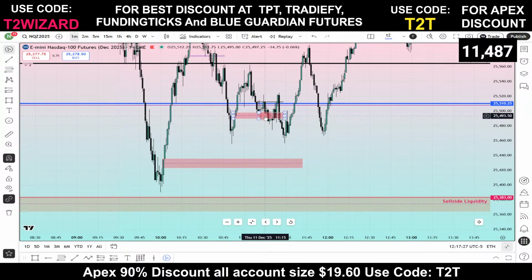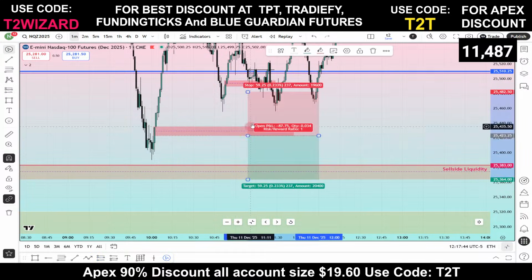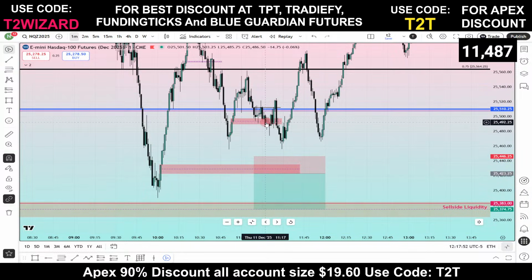Yesterday, before I closed the stream, what did I say? If this gap is broken, it was a very specific word. If this is broken, this is going to be my next sell. Okay, here somewhere maybe the stop loss. This is going to be my next sell. You guys remember, if this is broken, so here I'm not going to take any kind of sell.